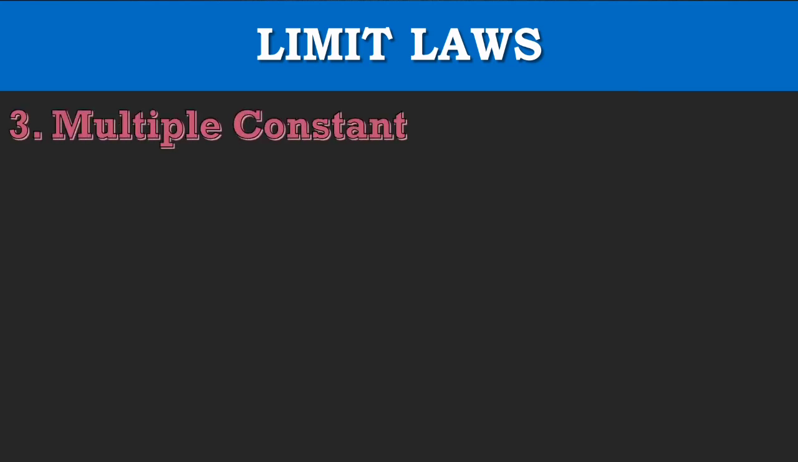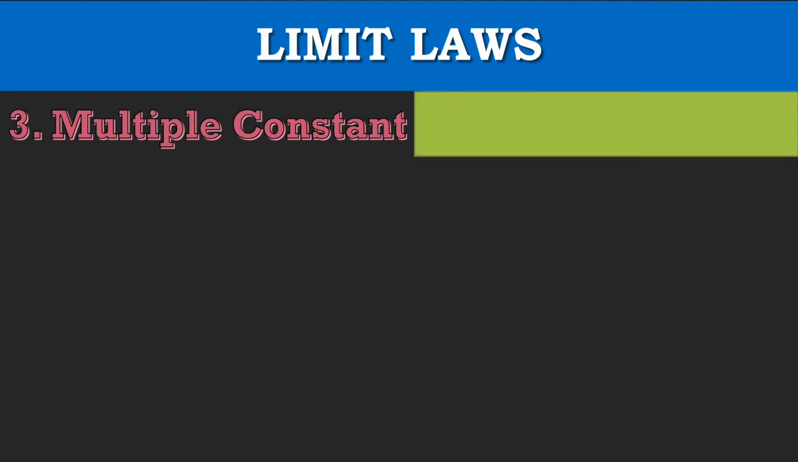Third law, we have the multiple constant rule. So ito naman, meron na tayong combination of your function and also your constant term. Okay? So limit of your constant times the function as x approaches c is equal to the constant times the limit of your function as x approaches c.